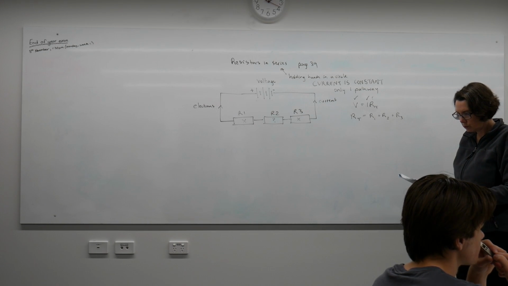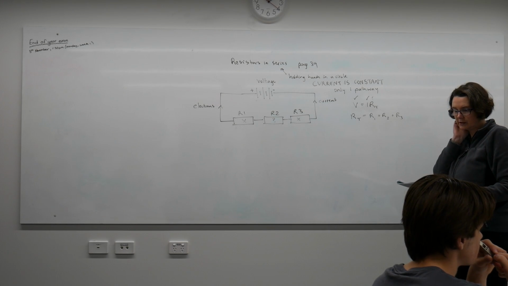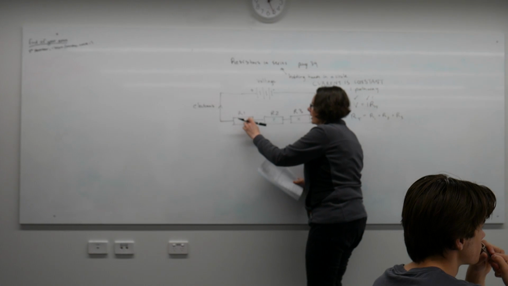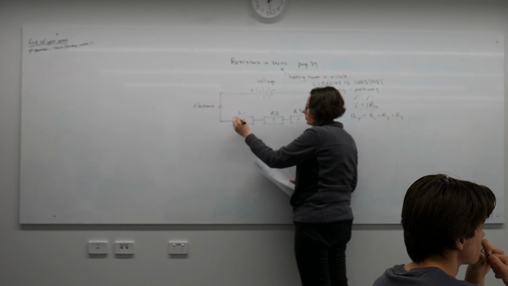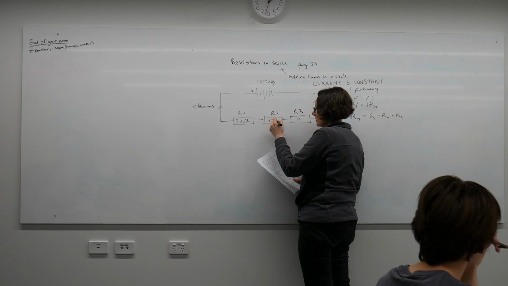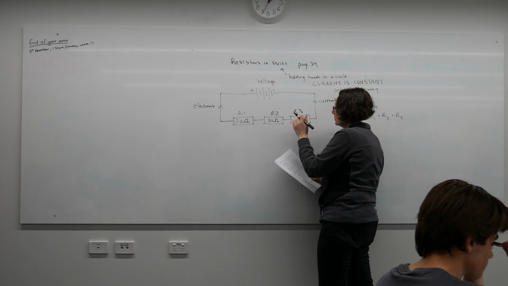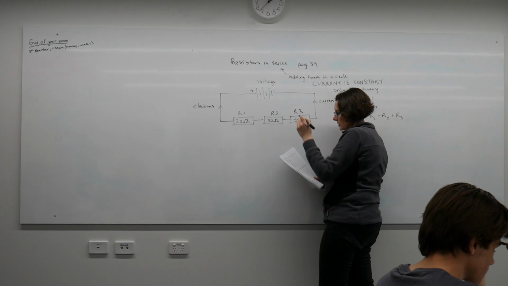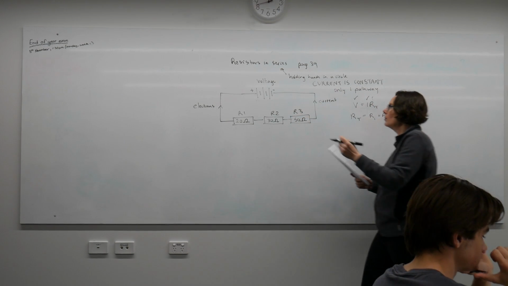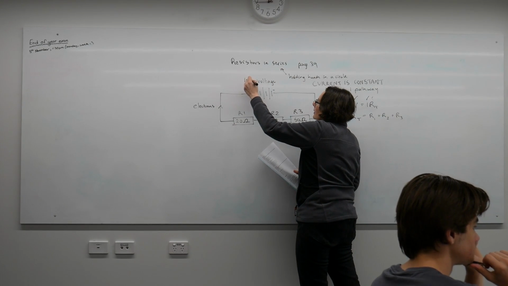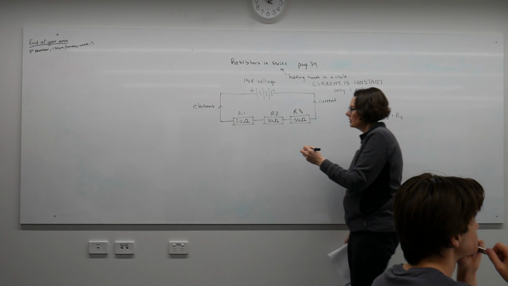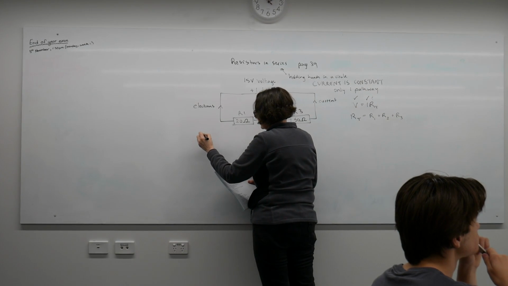Let's work through example 6.7.1 on page 40. In this case, it tells us that we have a 20 ohm, 30 ohm, and a 50 ohm resistor connected in series in a circuit to a 15-volt power pack. We're asked to find the total resistance as part A.